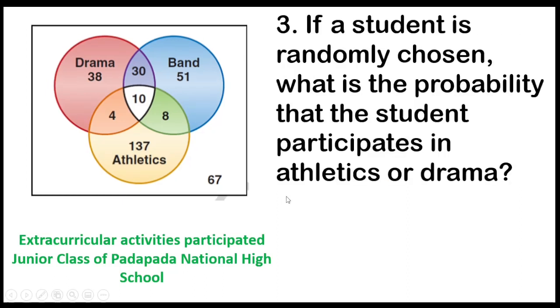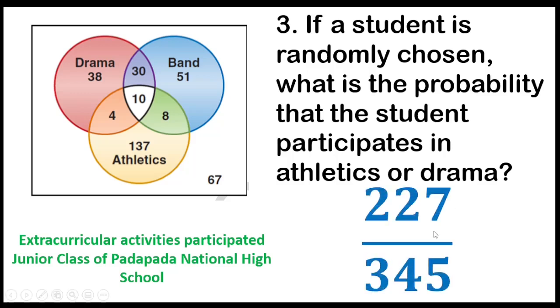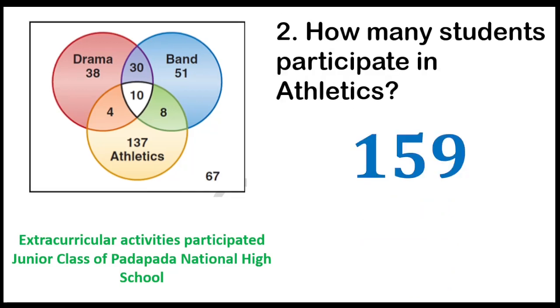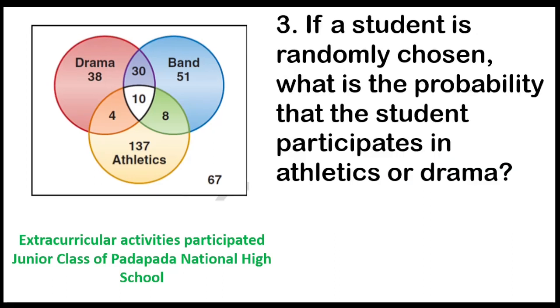Okay? Next, number 3. If a student is randomly chosen, what is the probability that the student participates in drama or athletics? Again, let me read number 3. If a student is randomly chosen, what is the probability that the student participates in athletics or drama? Now, take note of the word or. In probability, we're dealing with the union. So, ibig sabihin, pagsamahin mo yung athletics at saka yung drama. Now, remember that in our previous example, sabi niya, how many students participate in athletics? Meron tayong 159. So, ituloy lang natin yon.